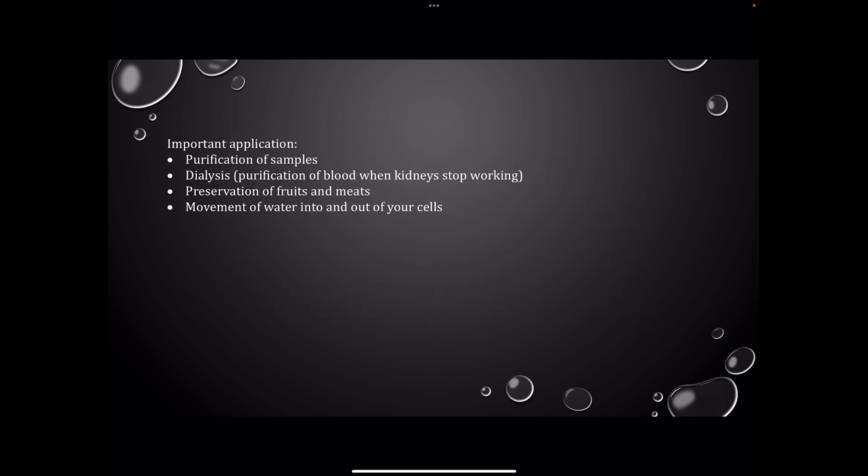Now we see a few important applications of osmosis. In a laboratory, we might use it to purify samples. It's very importantly used in things like dialysis, so purification of our blood when our kidney stops working. We can use it in preservations of fruits and meats.